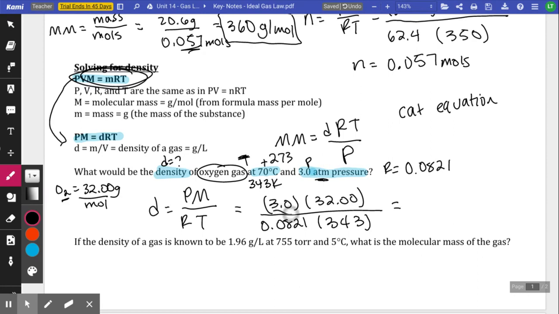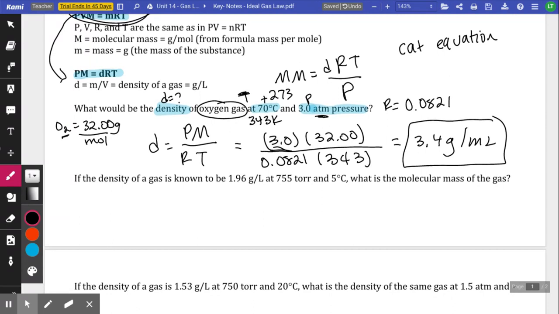Our answer should have 2 sig figs because our pressure only has 2 sig figs, so it's our fewest number. So we end up with 3.4 grams per liter as our density. There you go. All right, one more.